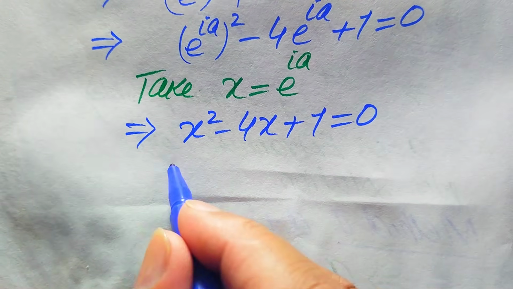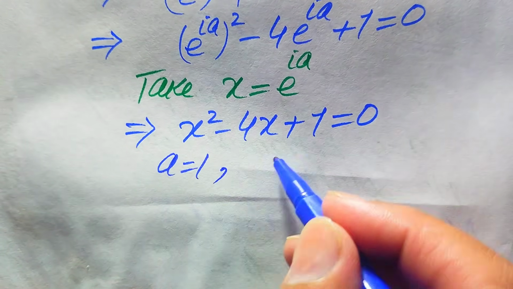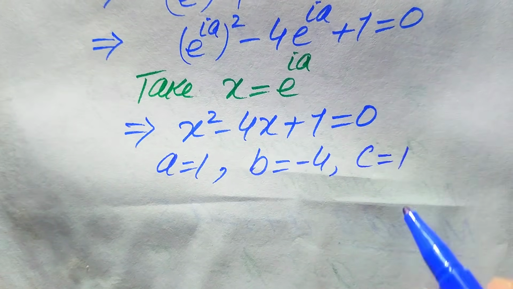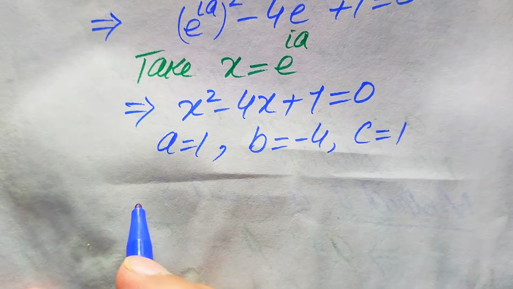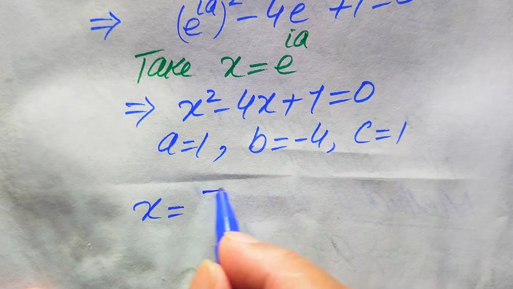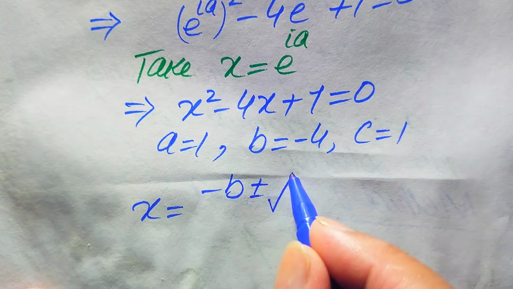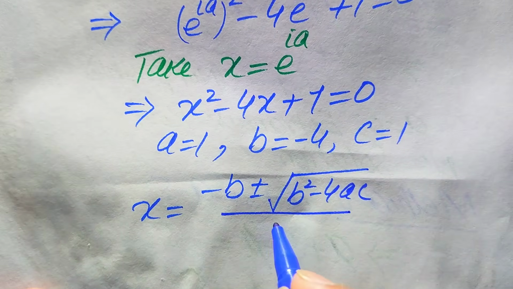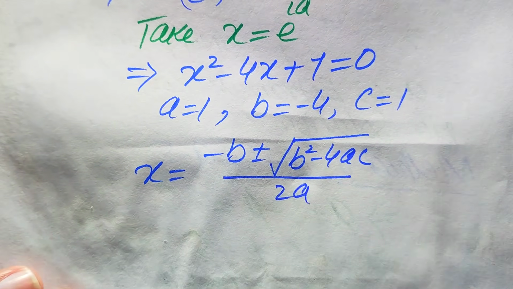For this first we need to write the coefficients of this equation, and its coefficients are a equals to 1, b equals to minus 4, and c is equal to 1. And we state the quadratic formula as x is equal to minus b plus minus square root of b square minus 4 times ac divided by 2 times a.